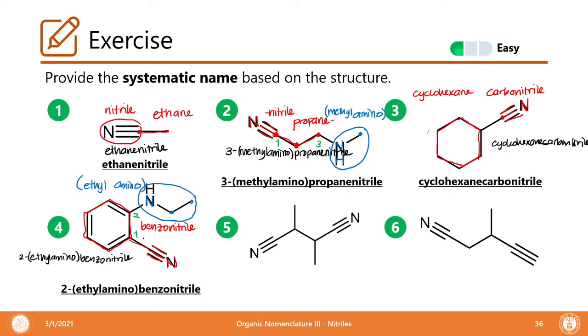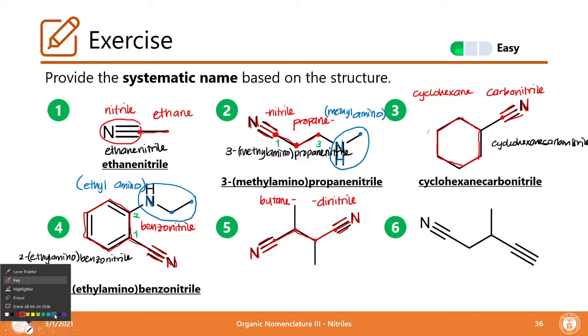Okay, and for number 5, here we have nitriles, but there are 2 of them. Okay, 1, 2, 3, and so here we have a dinitrile, because we have 2. Okay, counting the carbons in the parent chain, we have 1, 2, 3, and 4. So we have butane dinitrile.